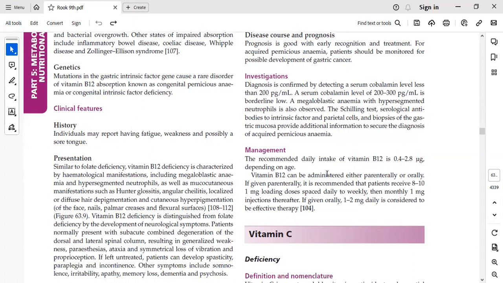Management. The recommended daily intake is 0.4 to 2.8 micrograms. If there is deficiency, we provide the patient with two sources. Either we provide them with parenteral or we give them orally. If it's parenteral, we give 8 to 10 milligrams daily to weekly, and then monthly 1 milligram thereafter. And in case we are providing them with oral, we give them 1 to 2 milligrams daily until the symptoms resolve.